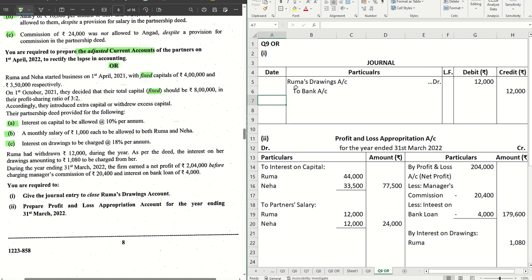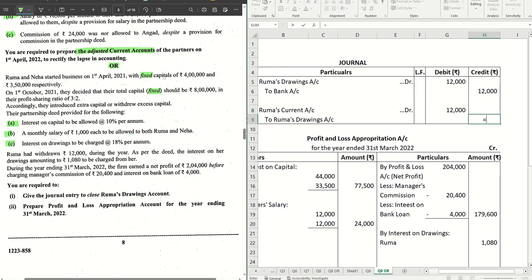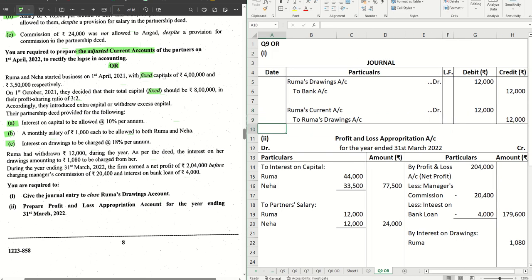Now this will be transferred to Ruma's current account, and that is where the word fixed comes into the picture. If the word fixed was not used, then this would have been passed through Ruma's capital account, but now this will be passed to Ruma's current account. So Ruma's current account debit to Ruma's drawings account. The same 12,000 is transferred, and this is closed by transferring it to her current account. So the journal is done. Question number one is solved.